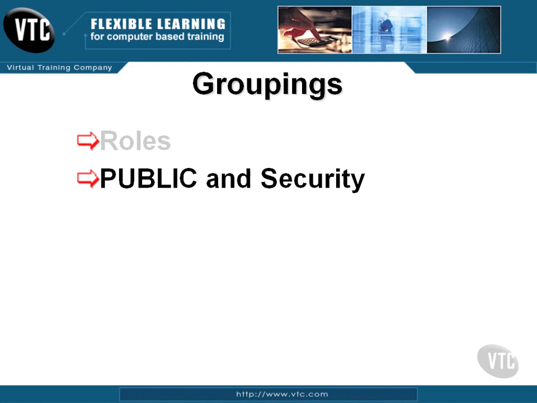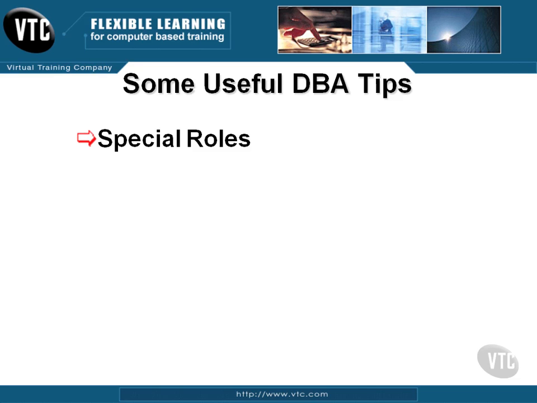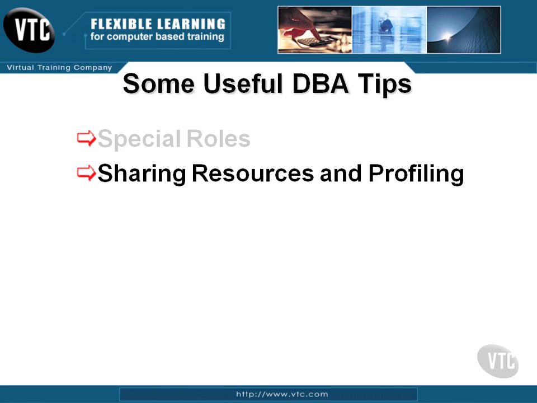There are also certain ways to apply things in Oracle as being public or private. Namely, certain types of objects such as synonyms can be declared as being public. Public means that anyone can access it. You still have to have access to the underlying things that the public object is looking at. There are also some special roles, sharing of resources and profiling.